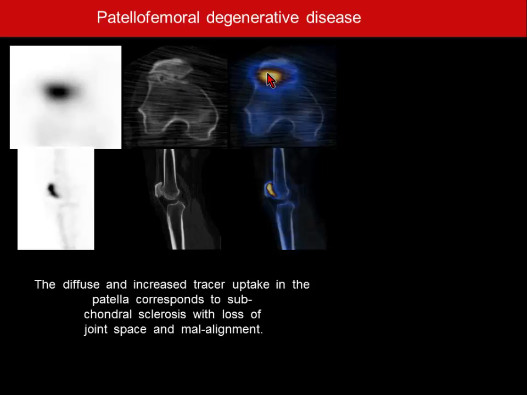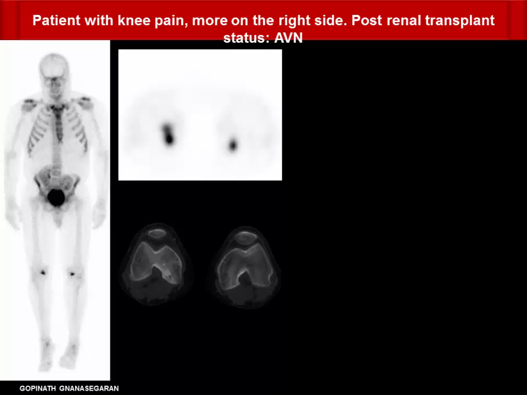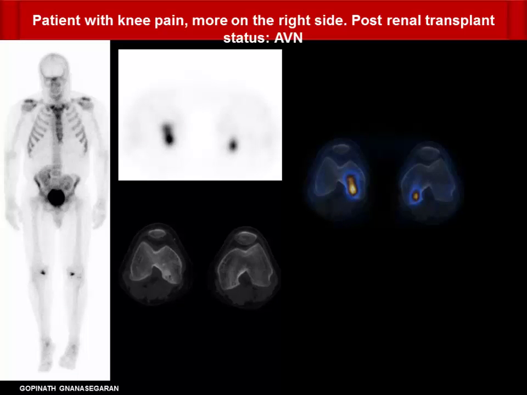Now what I was saying is basically you've got these two surfaces, lateral and medial. So it's basically rubbing onto the surface, causing reduction in the joint space, and is degenerative. This is causing the pain. Patient with knee pain, more on the right side, post renal transplant, question mark AVN. Sometimes it becomes difficult, but again, history is very important.